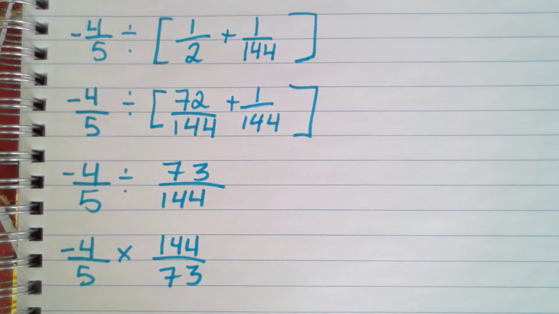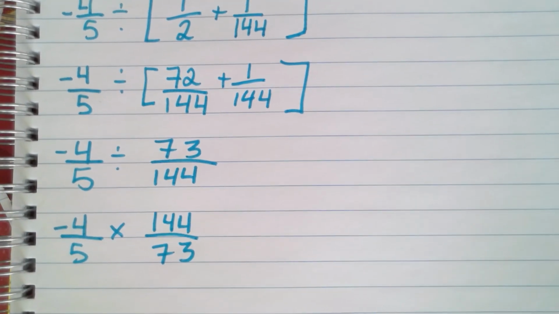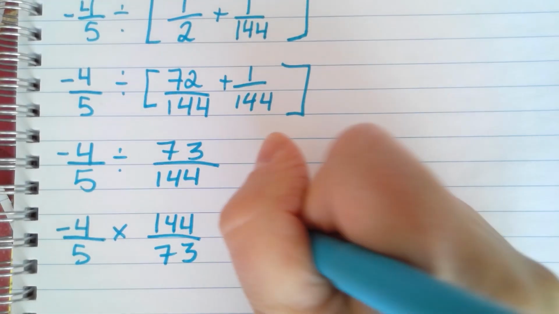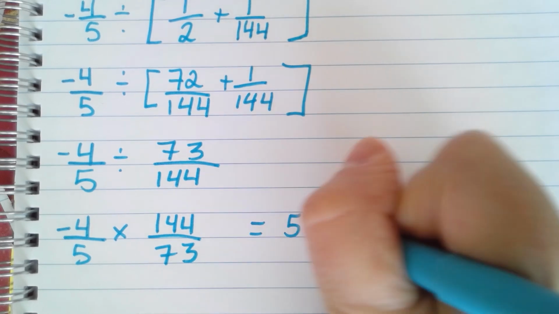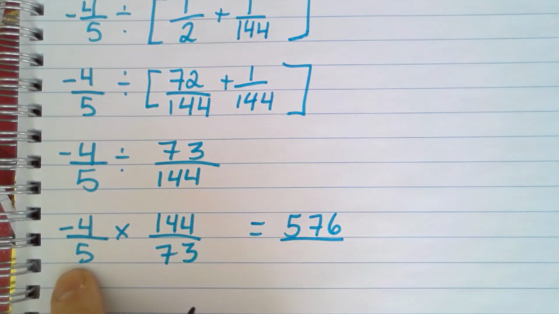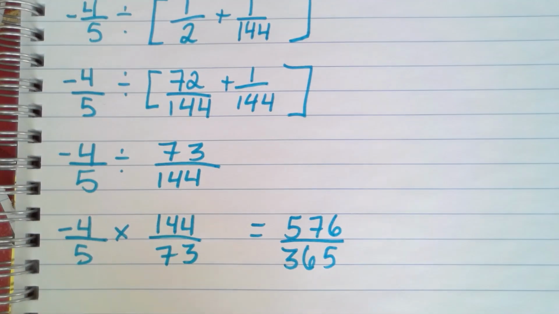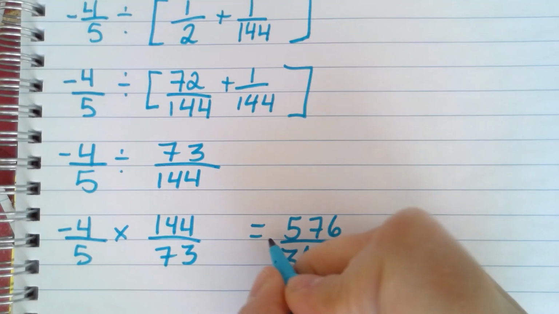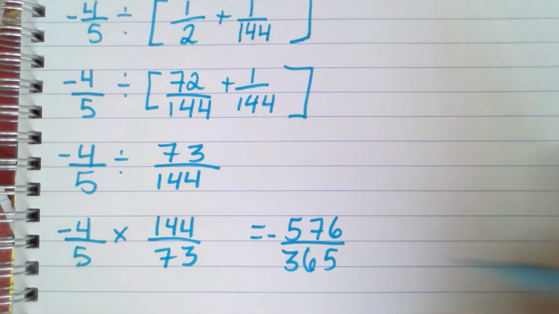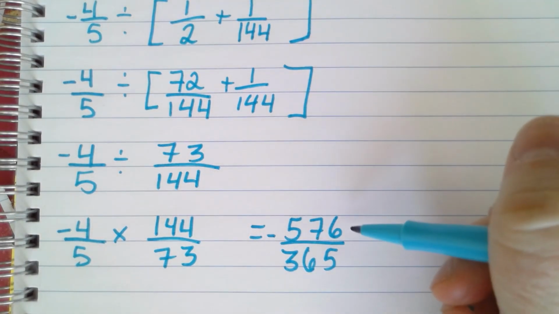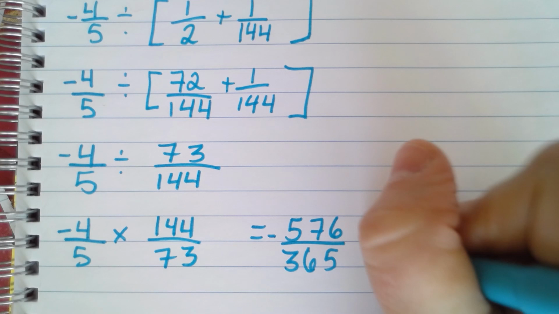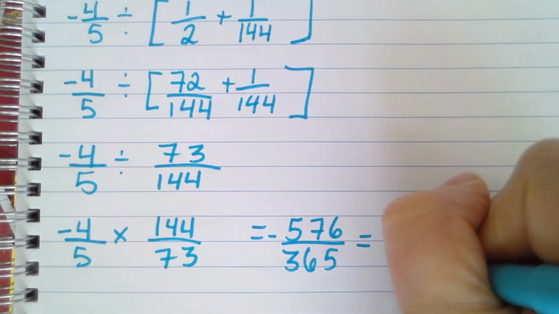So when this happens, again, is there anything I can change? No, there isn't. I'm just going to have to multiply this as it is. So 4 times 144 is going to give me 576. 5 times 73 is going to give me 365. When I check my signs, I have this one negative and this one positive, so my fraction itself is going to be negative. Noticing that the numerator is larger than my denominator means that I can simplify this fraction.